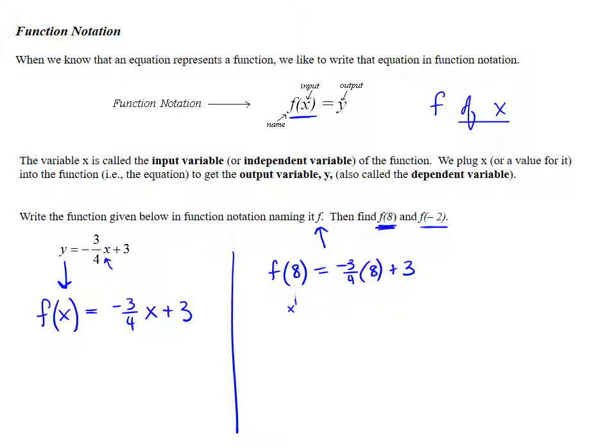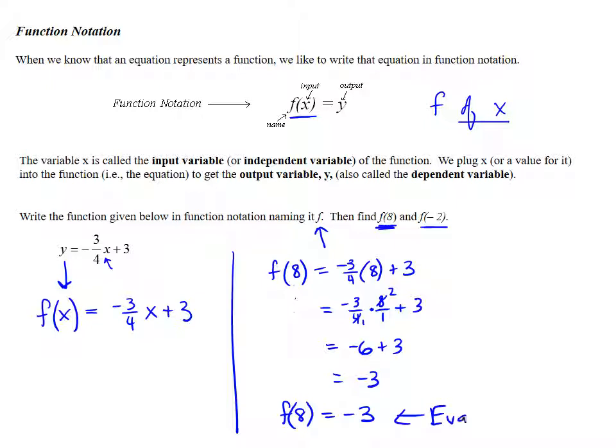I'm going to erase this so it looks a little nicer. Then we calculate. So calculating this, I would have negative 3/4 times 8 over 1 plus 3. 4 goes into itself once and into 8 twice. So this is negative 6 because negative 3 times 2 plus 3, which is negative 3. So what I end up with here is that f of 8 is equal to negative 3. This is called evaluating the function. When I evaluate the function, I'm plugging a number in for x and actually figuring out the corresponding output of y, which is negative 3.